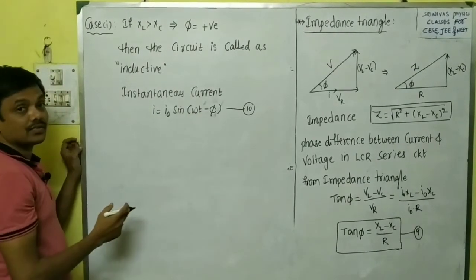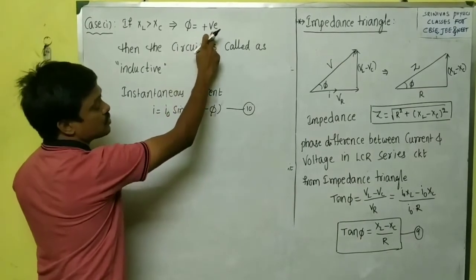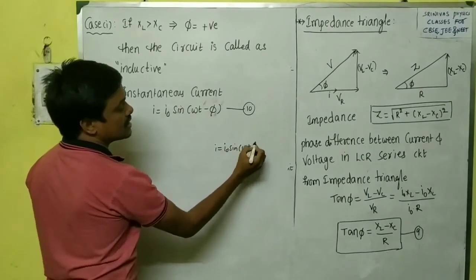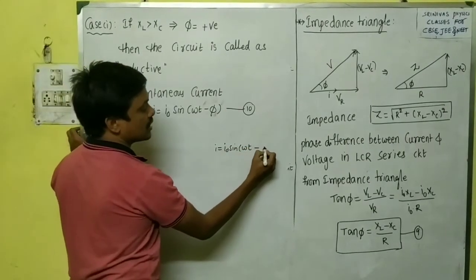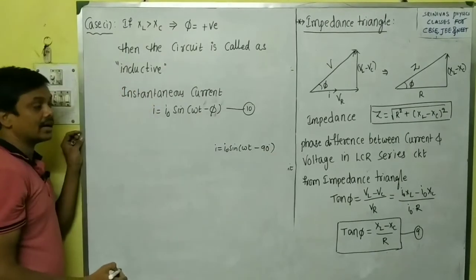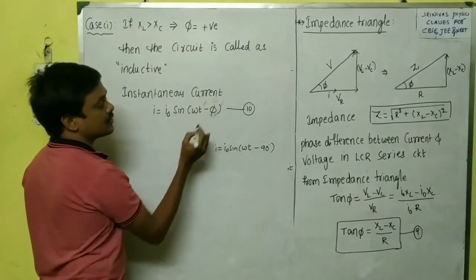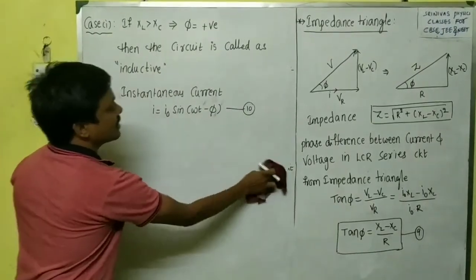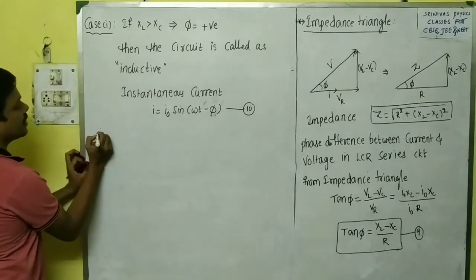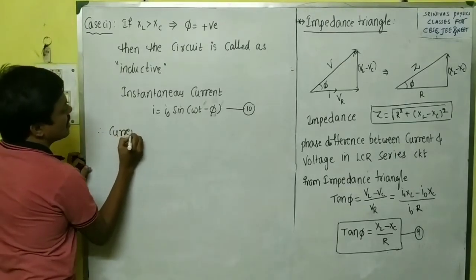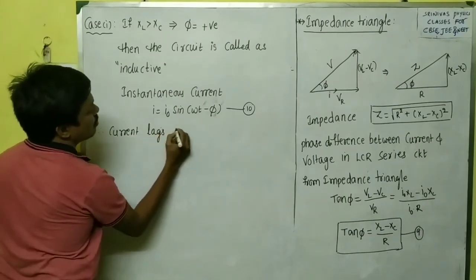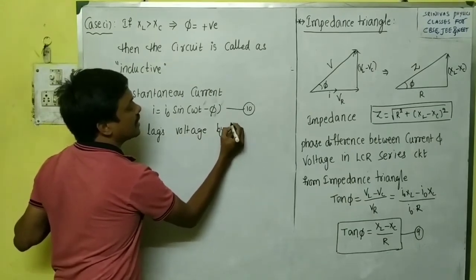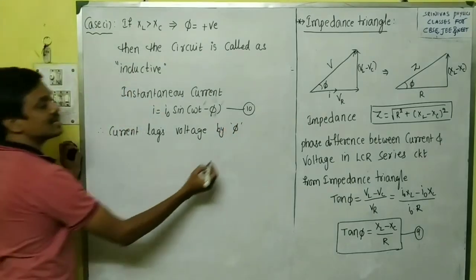Why do we get minus phi? Here phi is positive, so it is I naught sin omega t minus phi. In AC through an inductor circuit, with only the inductor, it is omega t minus 90. Here it is minus phi because the remaining components are also there. In this inductive circuit, the current lags the voltage by phi.